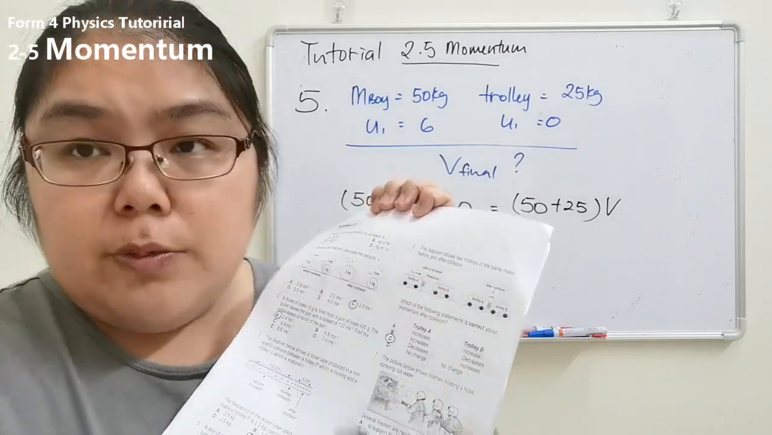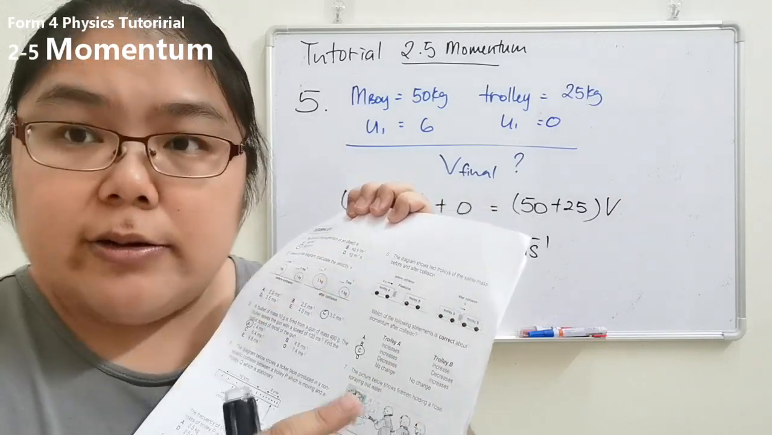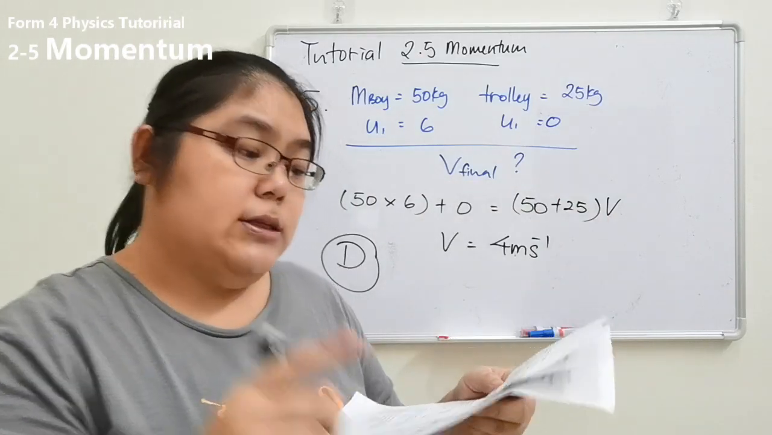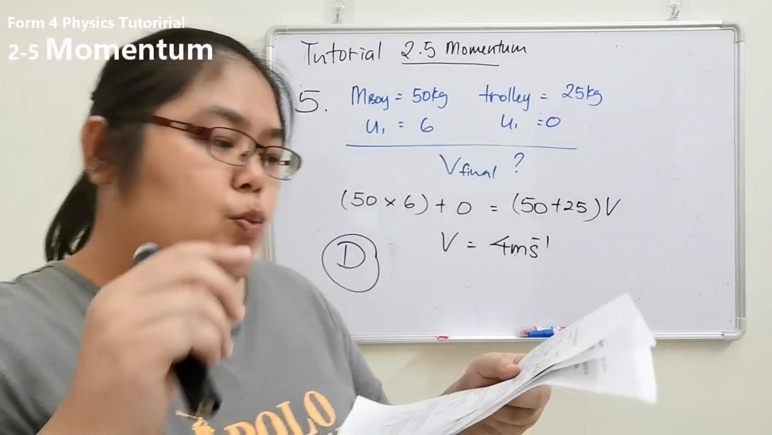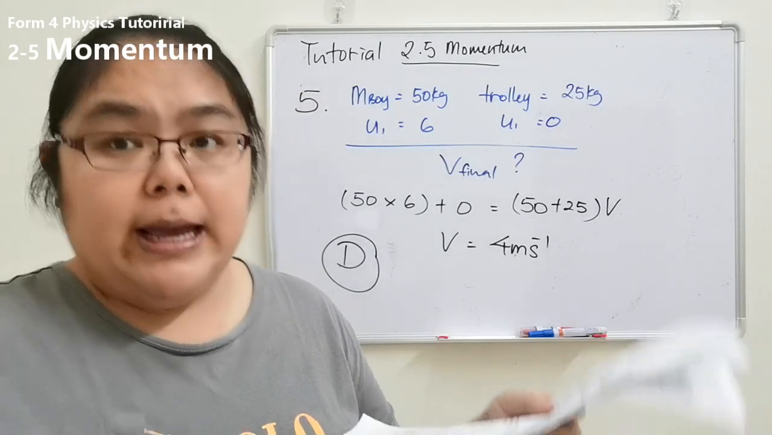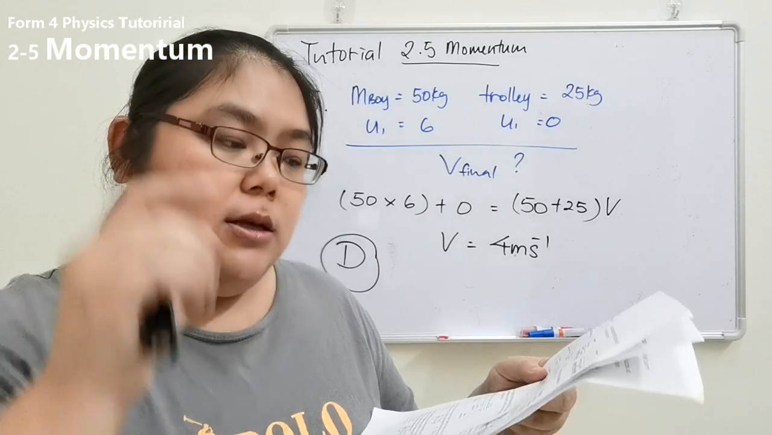Okay, after they stick, they move. You can say the velocity for trolley B is increased, which is correct. But A surely decreases. Okay, now we're going to see the question, the answer B. One increases, one decreases. So also wrong. Trolley A cannot increase. So the answer should be C.